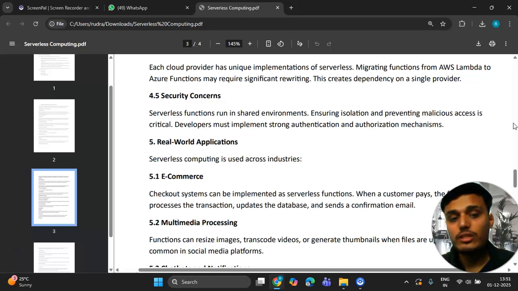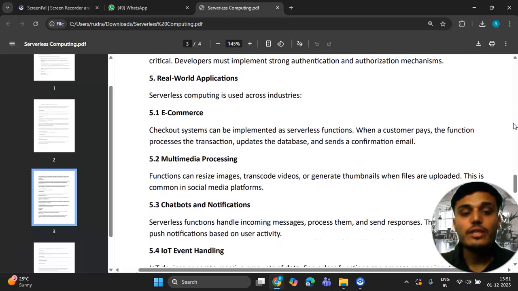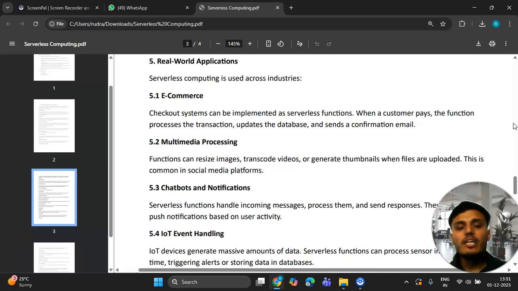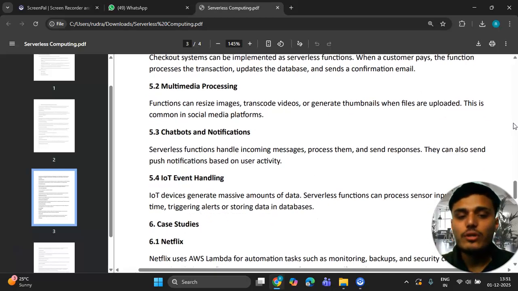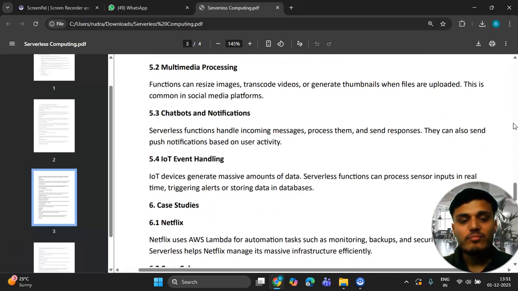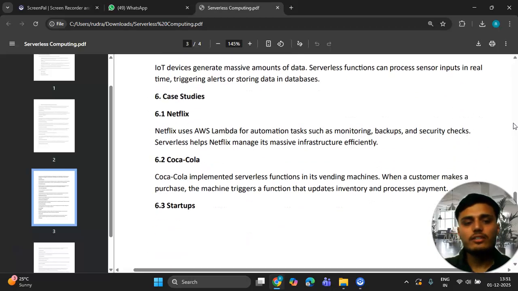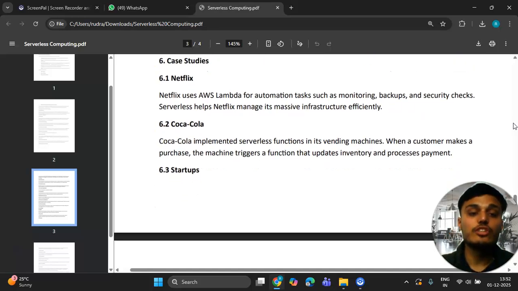But the real-world applications are very promising: e-commerce websites, multimedia processing, chatbots and notifications, and IoT handlers. Now we discuss one case study with Netflix. Netflix uses AWS Lambda for automation tasks such as monitoring, backups, and security checks. Serverless helps Netflix manage its massive infrastructure efficiently.